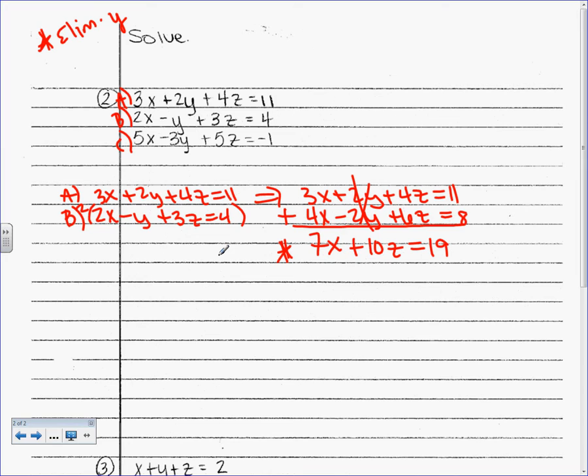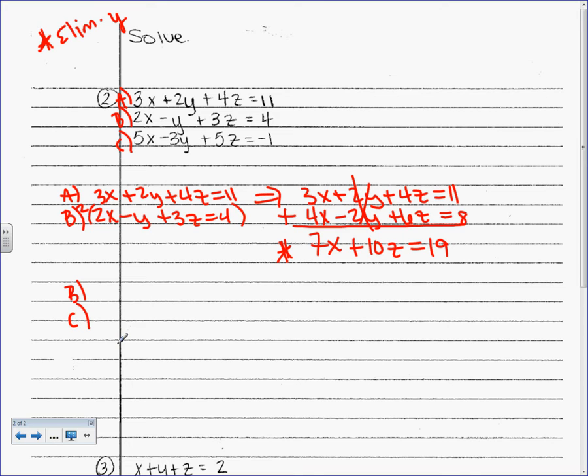So we already did A and B, so now we can either do A and C or we can do B and C. No wrong answer, but what's going to be easier this time? B and C is going to be easier because the ones are easy. A and C would not be wrong. It would not lead you to a wrong answer. But if there's a 1, I want to use it. Okay? So I'm going to do B and C this time.